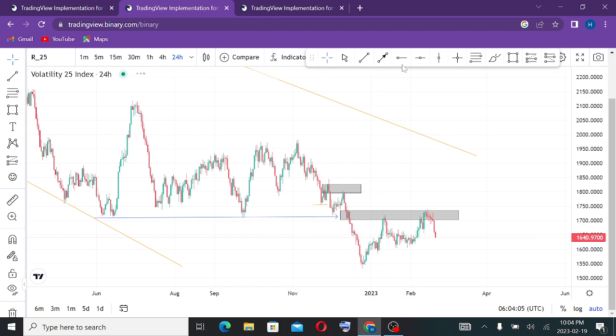Now we're expecting markets to either break this and come into this zone, or maybe this zone, or reject this zone and drop to this area. You understand? So that is what we basically are expecting.